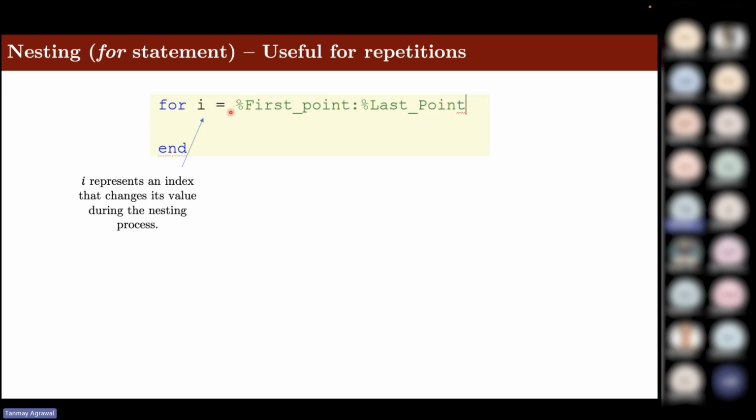So in the statement, we define what is going to be the first value of i. In our example, the first value of i could be 1 and the last value of i could be 5. And again, usually we use this colon sign to determine the spacing. If we don't determine any spacing, the default spacing would be taken as 1. That is, i would vary from 1, 2, 3, 4, 5.